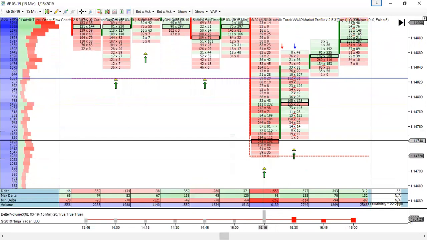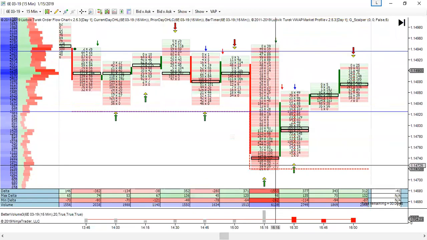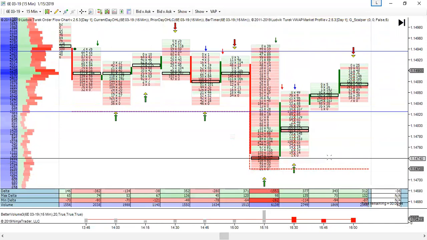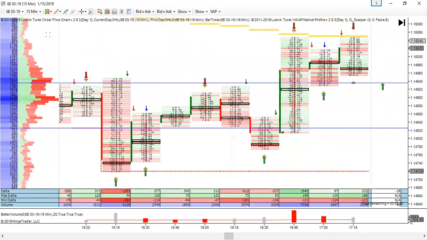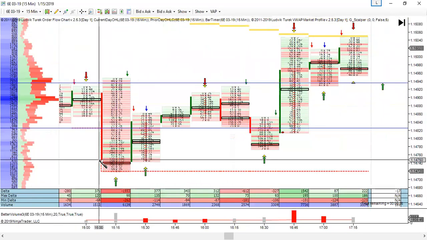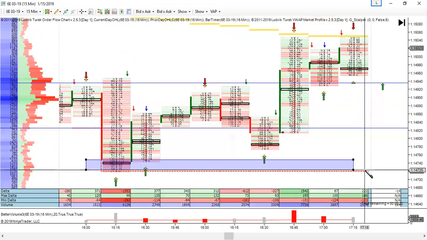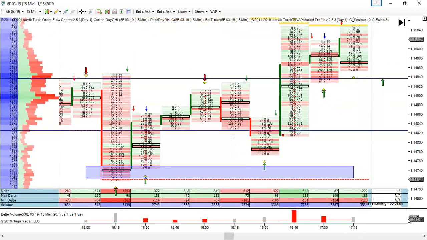So this was a fake move. Then price just came back, and you see we never came back to this zone over here. Price never came back to this zone because these are all trapped sellers, and you can just see them in the footprint just like that.